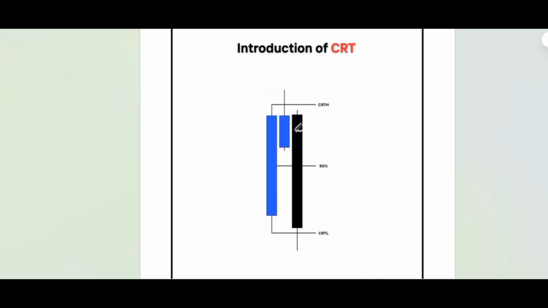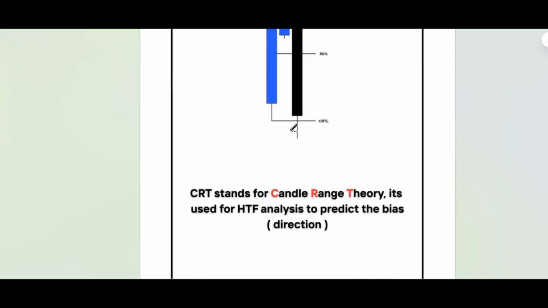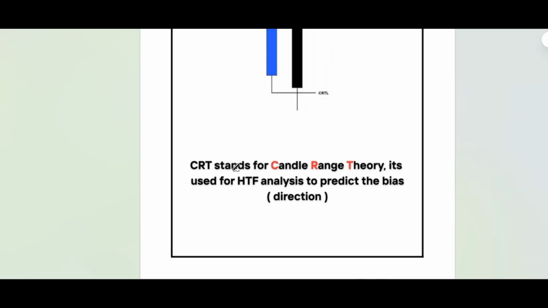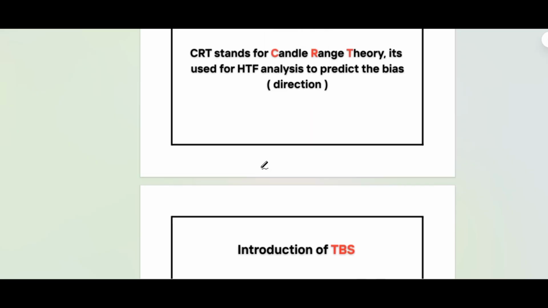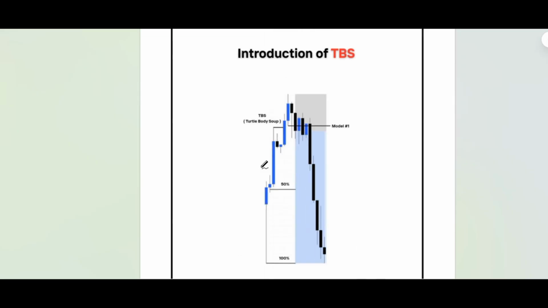So for every beginner, this is the only thing you need to understand. It's not complicated, it's very simple. As 1, 2, and 3. Here CRT stands for the candle range theory, and it's always used for higher time frame analysis to predict the bias or the direction.